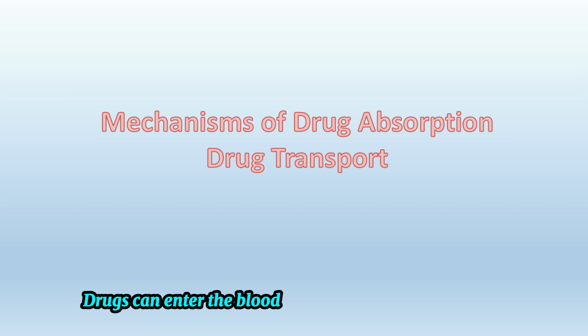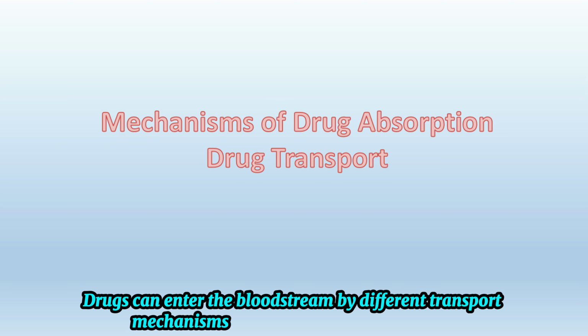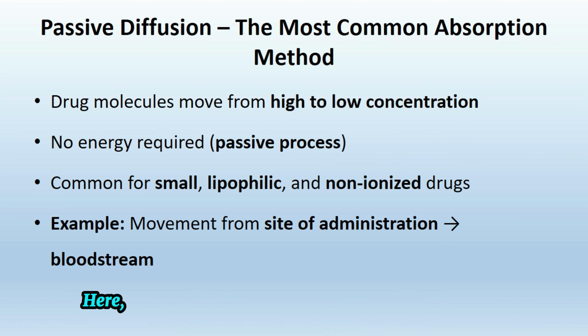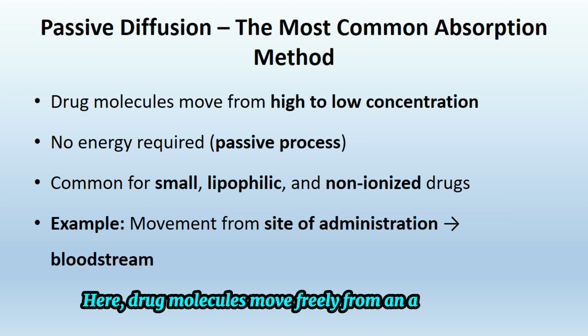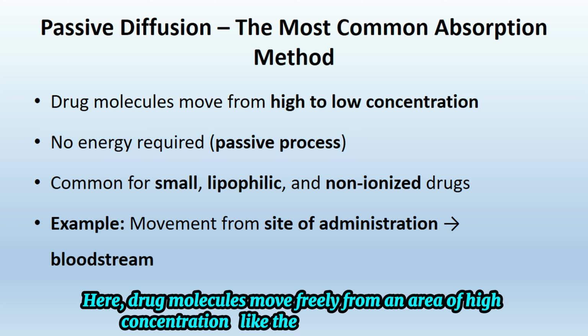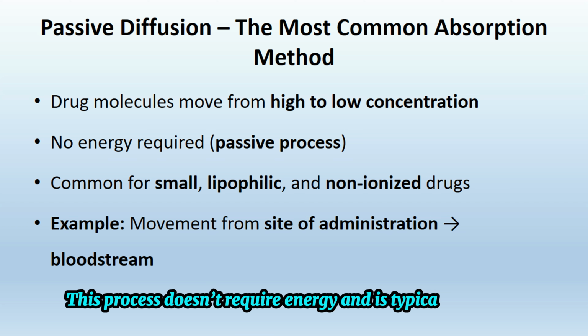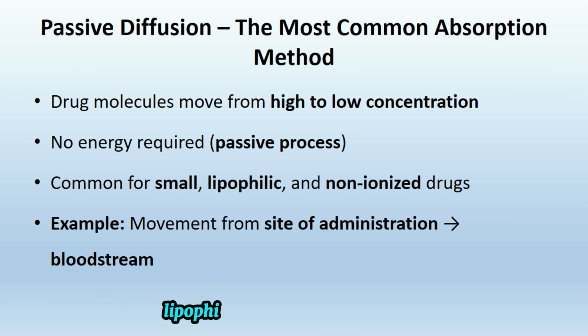Drugs can enter the bloodstream by different transport mechanisms across biological membranes. Passive diffusion is the most common method. Here, drug molecules move freely from an area of high concentration, like the site of administration, to an area of lower concentration, such as the bloodstream. This process doesn't require energy and is typically used by small, lipophilic, and non-ionized drugs.